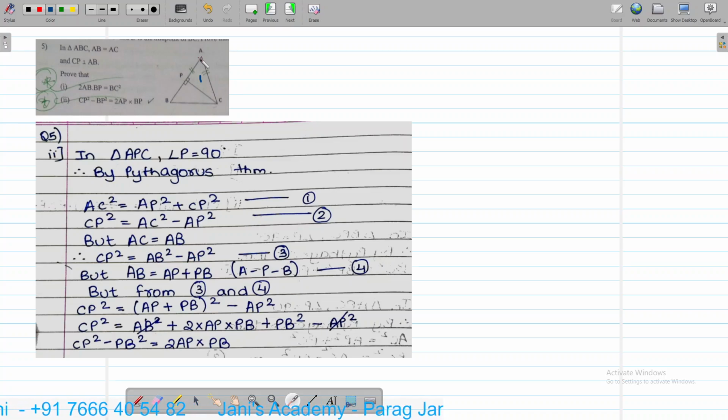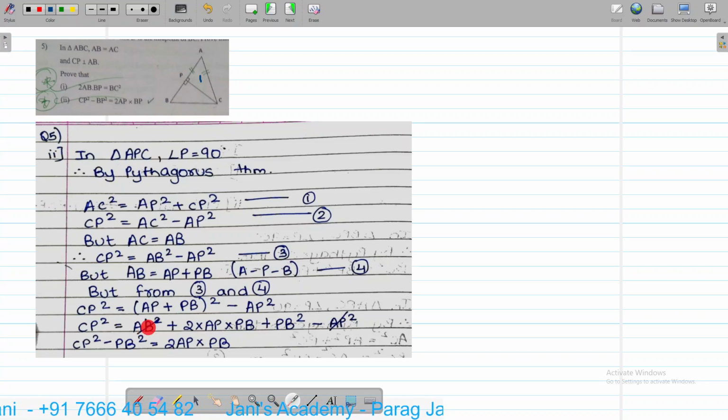Now if you see, AB is equal to AP plus PB. So instead of AB just write AP plus PB, whole square: AP plus PB whole square minus AP square. I have written AP plus PB instead of AB. Now you have to open this (A plus B) whole square.